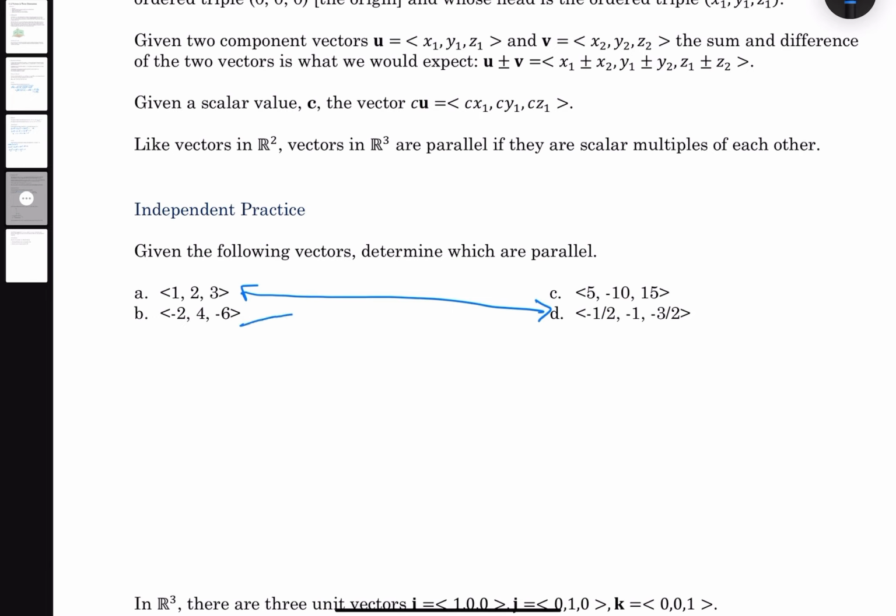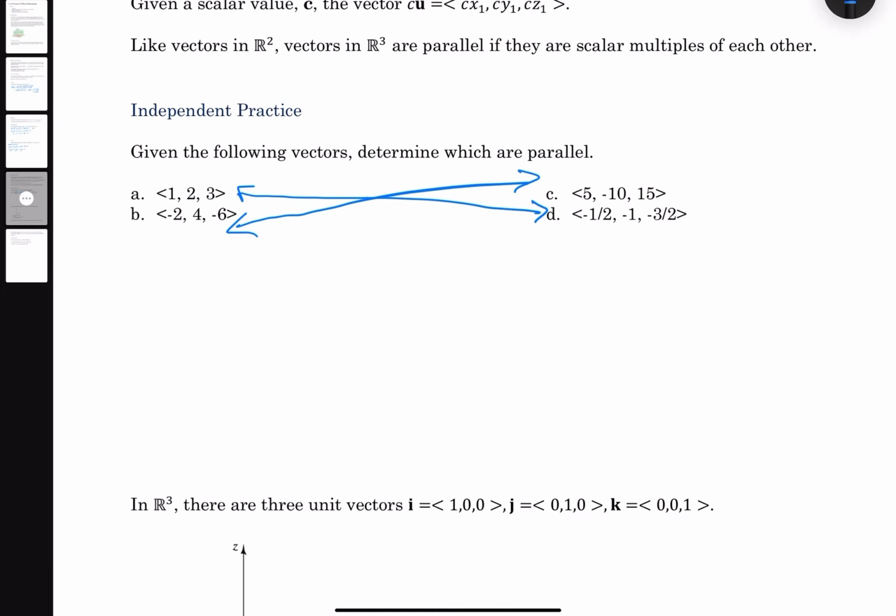B and C are parallel because if you multiply each of the components of vector B by -2.5, you get vector C. And since A and B aren't parallel, neither are C and D. So these are the two pairs of parallel vectors that we have.